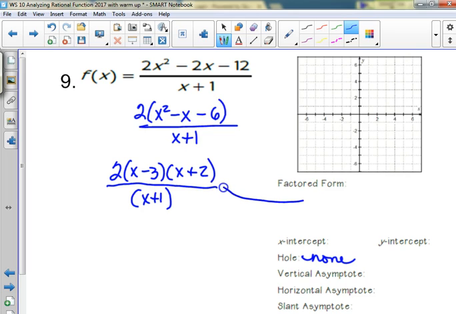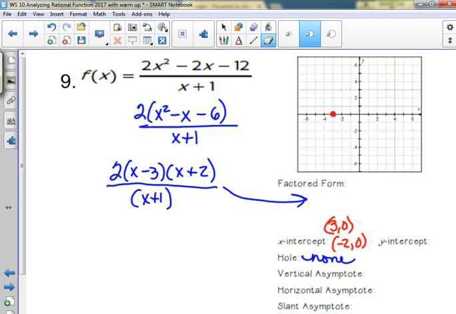Okay, well, it says factored form. Yeah, I wrote it over here, not rewriting it. X-intercept. What'll make the top 0? So 3, 0, and negative 2, 0. 3, 0. Oh, no, that's not 3, 0, Hofbauer. Just kidding. Negative 2, 0, and positive 3, 0. Y-intercept. Back to the original one is the easiest. Put in a 0 for x, and you get negative 12 over 1. Yep, that's not going to be on my graph.